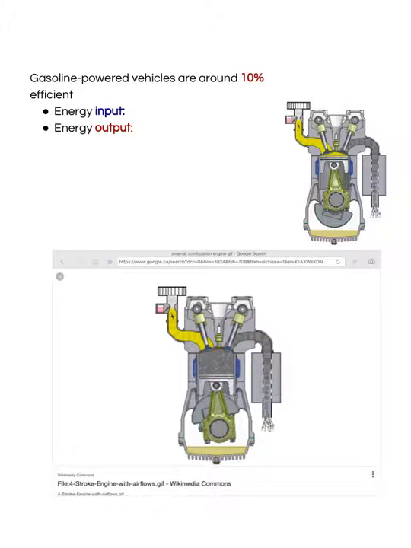So let's take a look at what our energy input is. In this case, the energy input is coming from the gasoline. And so what is the actual energy form? Well, it's chemical potential energy.